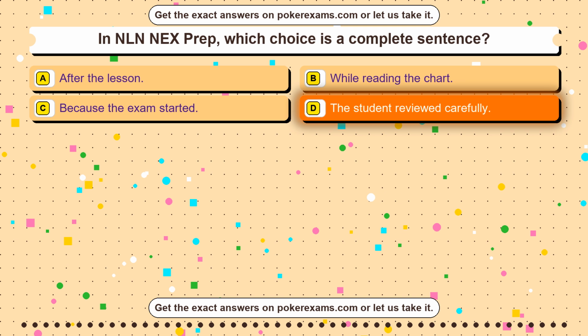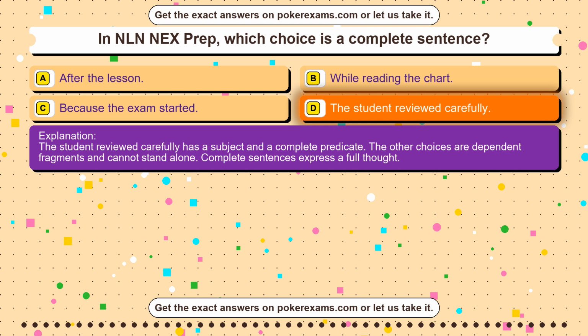The correct answer is option D. The student reviewed carefully. The student reviewed carefully has a subject and a complete predicate. The other choices are dependent fragments and cannot stand alone. Complete sentences express a full thought.